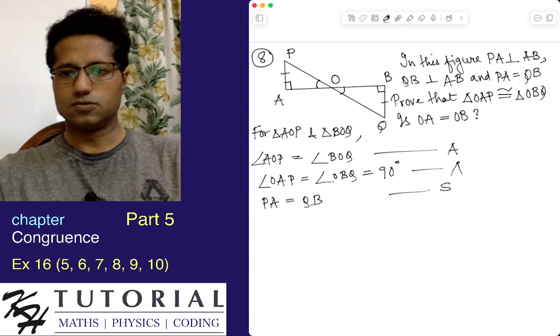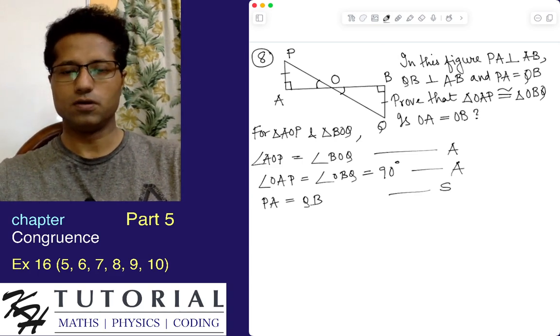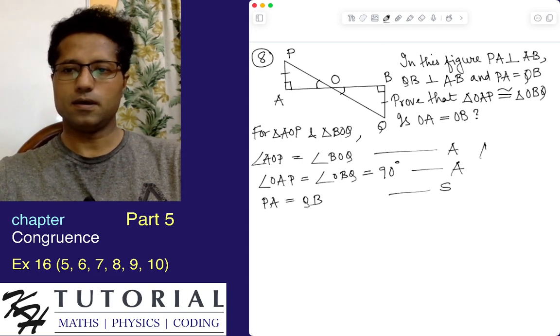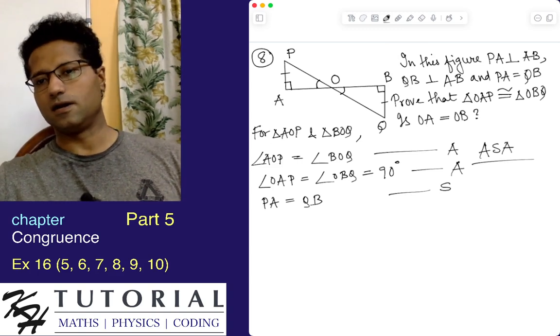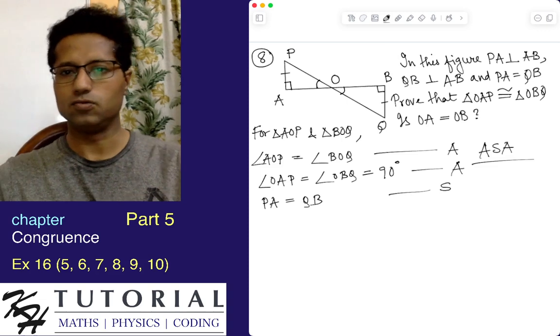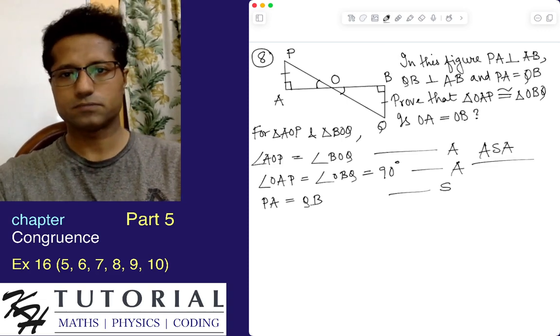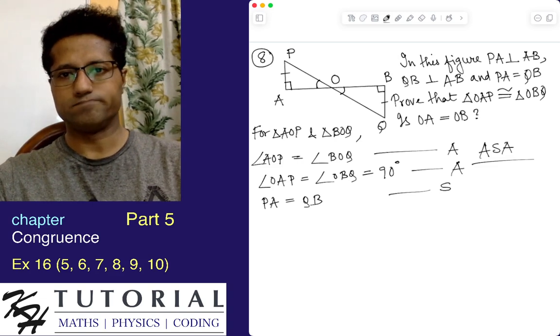So we have angle and side, and the only congruence condition we can think of is ASA. That is angle side angle, that is, two angles and the side included by the two angles. Are we having that?